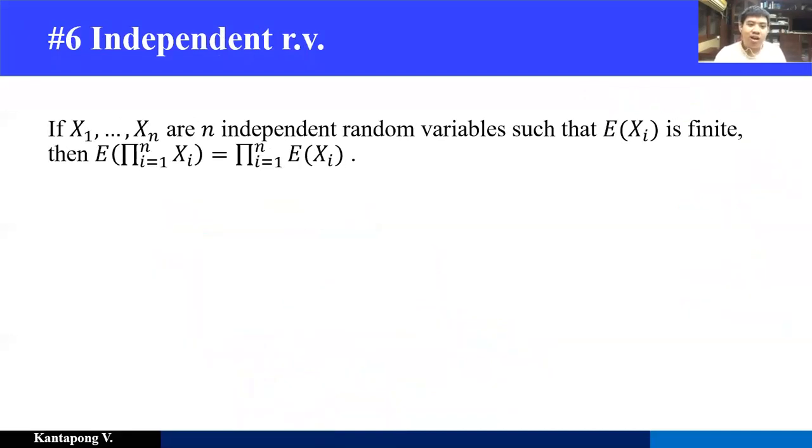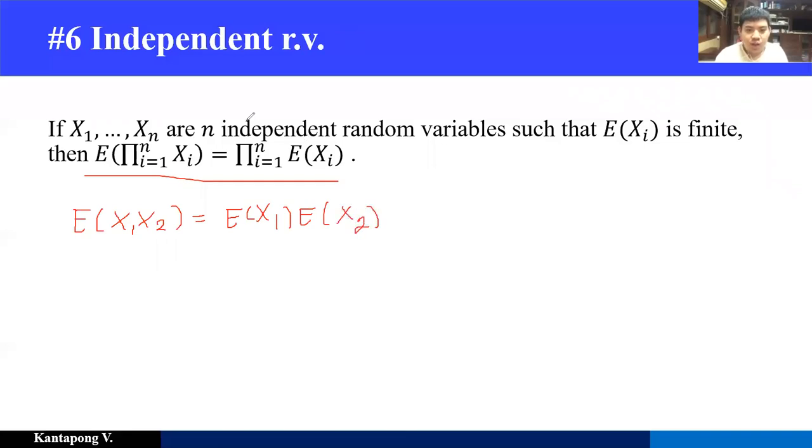Now, independent random variables. That's when it requires independence. The sum does not, but the product requires it. Let's say the two random variable case: E of x1 x2 is equal to E of x1 times E of x2. But this is valid only in the case of independent random variables.